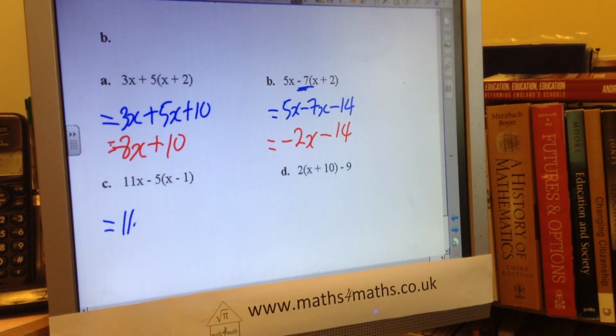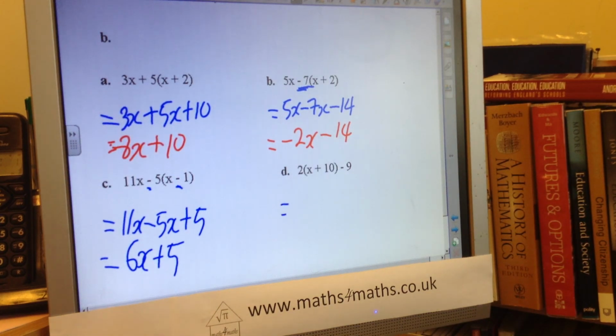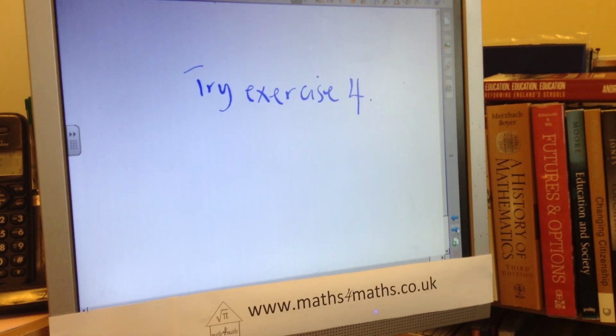We have 11x minus 5 times x will give us minus 5x, and the minus 5 times minus 1 will give us positive 5. Again, we simplify this to give us 6x, add 5. Here, we do the bracket to give us 2x, add 20, before we subtract our 9. So we're going to get 2x, add 11. Try exercise 4, please.